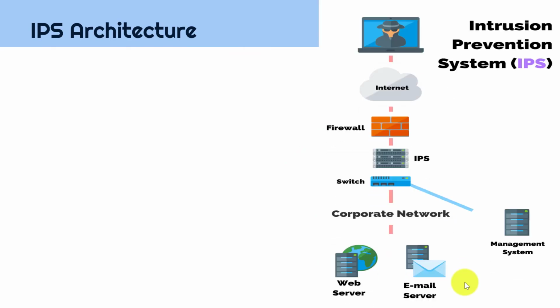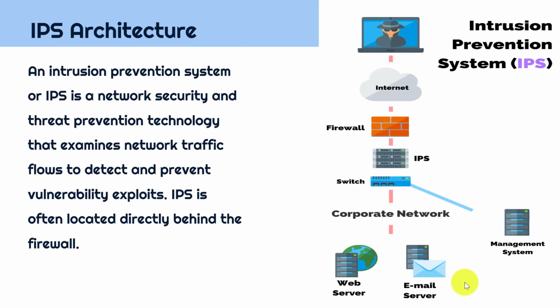IPS architecture. An intrusion prevention system, or IPS, is a network security and threat prevention technology that examines network traffic flow to detect and prevent vulnerability exploits. IPS, as you see in the picture, is often located directly behind the firewall, unlike the IDS.